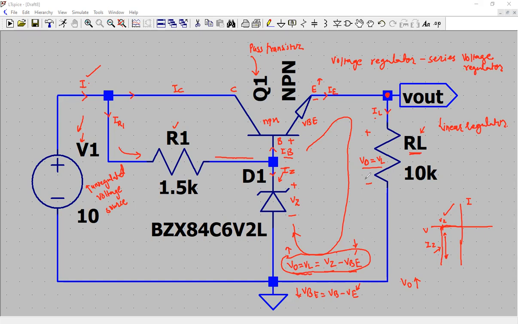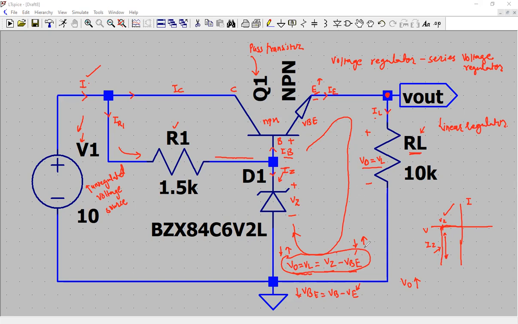Similar thing happens if VO goes down. VBE will go up because the voltage at the emitter is going down. And again, VO will be maintained, which is Vz minus VBE. So this is the understanding about how this circuit will maintain a constant voltage drop across the output if there is some variation in the load current, right?